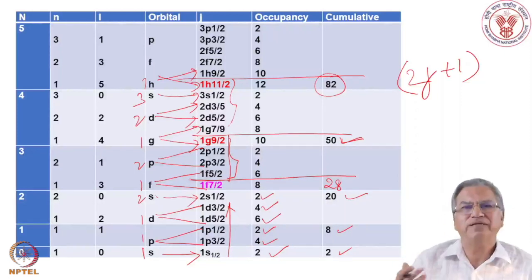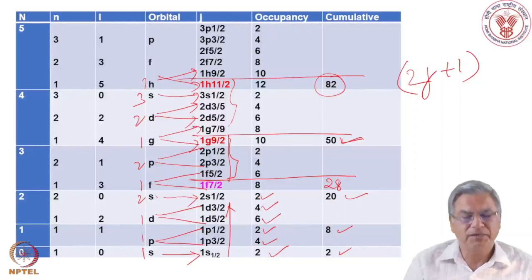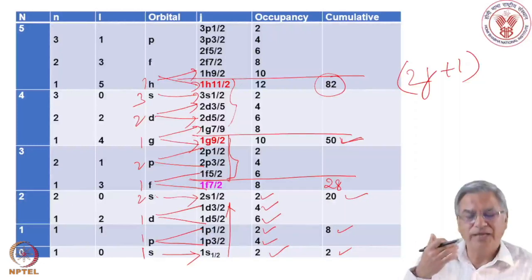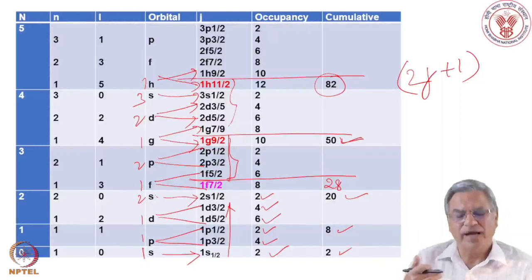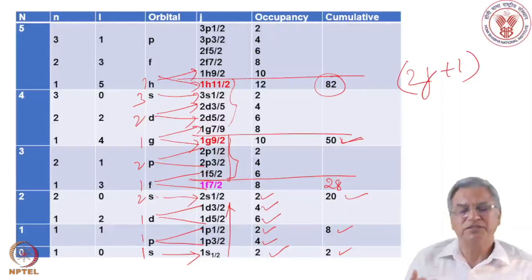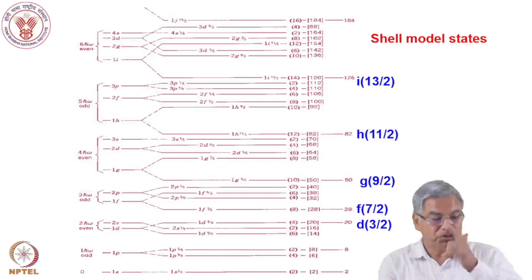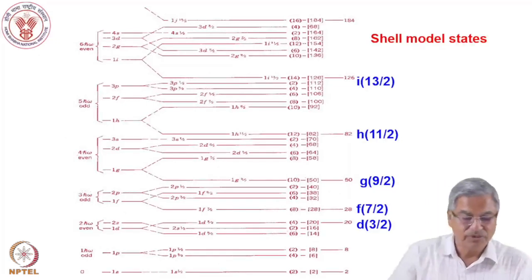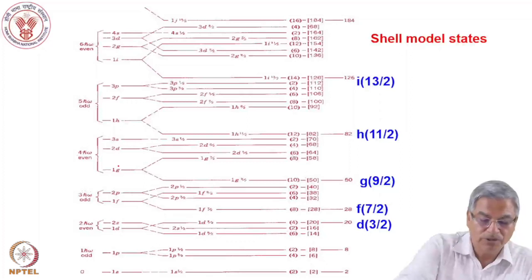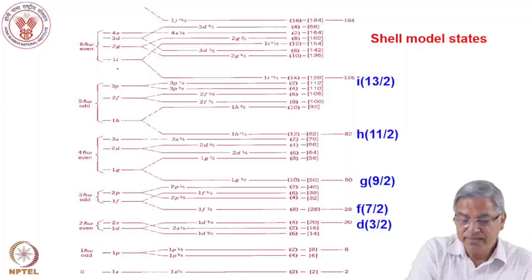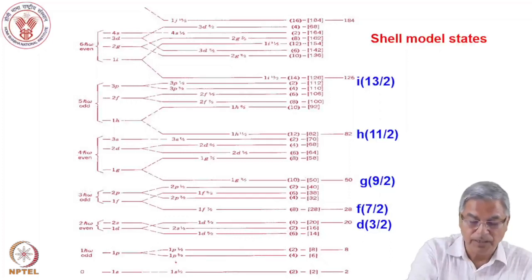So the major factor responsible for reproducing the magic numbers is the spin-orbit coupling, when the L state splits into J equal to L plus half and L minus half, with the L plus half being lowered significantly for high L values, so that it is close to the lower shell, and so the magic numbers can be reproduced. So this is now the scale. You can see here the shell model states without spin-orbit coupling: 1s, 1p, 1d, 2s, 1f, 2p, 1g, and so on. And then you can now apply spin-orbit coupling here.